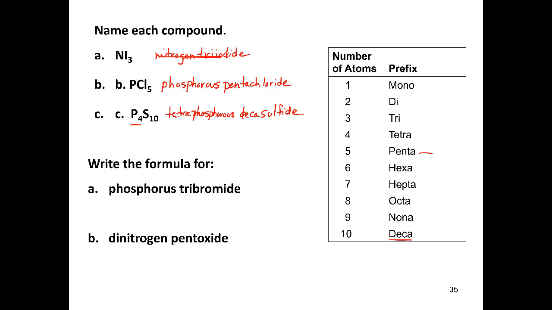All right, and then if I'm going to write the formula for it, it's phosphorus tribromide. So it's going to be PBr, and tri is 3. So it's PBr3. Dinitrogen pentoxide, that's an N and an O, right? I've got 2 nitrogens and 5 oxygens, so it's N2O5. See what I mean? So I think those are a little bit easier than the ionics.